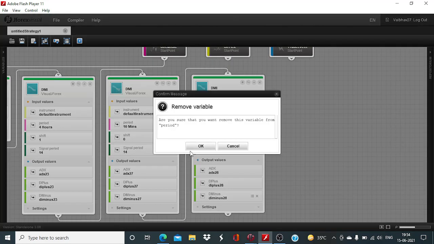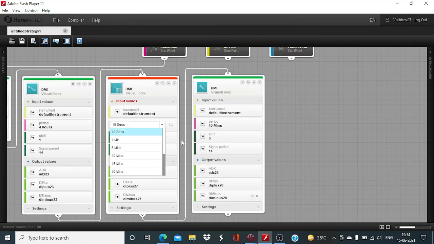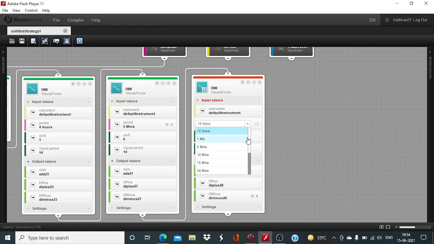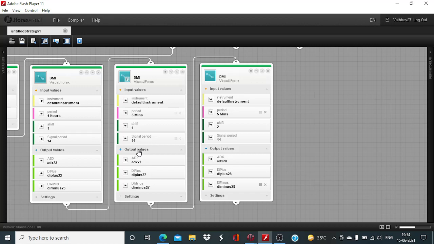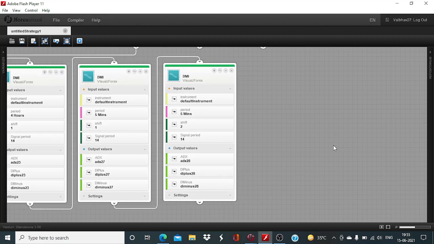This I will change to 5 minutes. Same thing for this block. Shift value will be 1 and 2 respectively. Okay, and then we will have these outputs: ADX27, DI plus 27, DI minus 27, and similar for this block also.